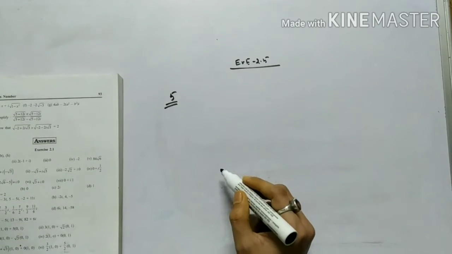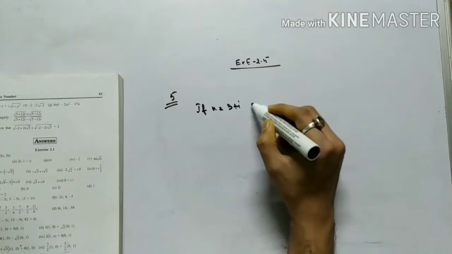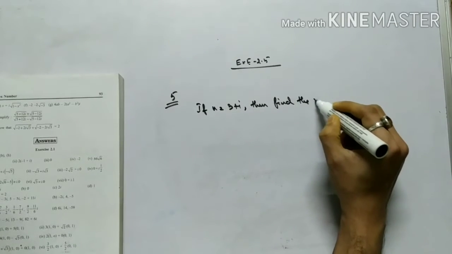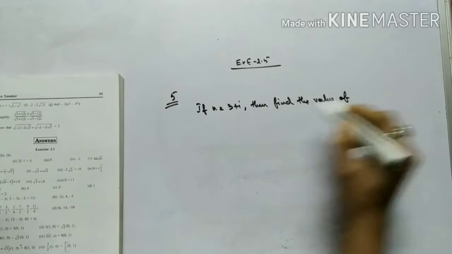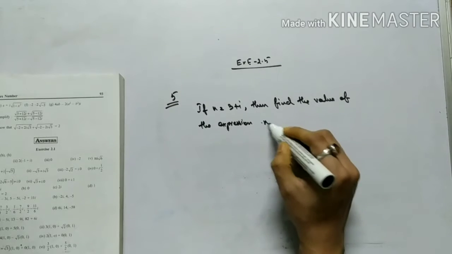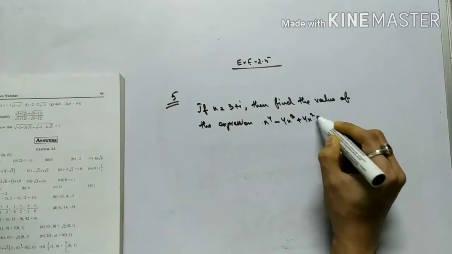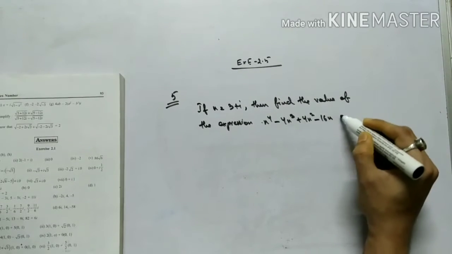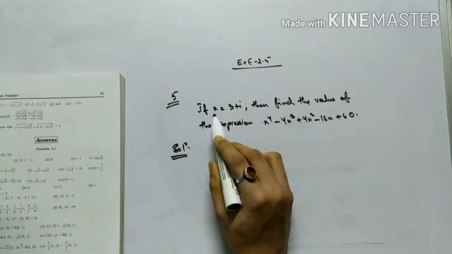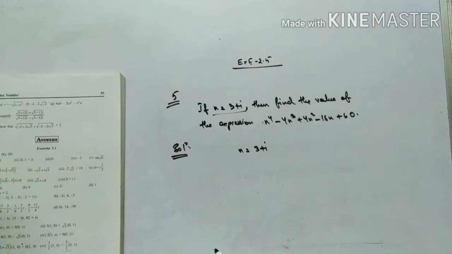Question number 5, you see, if x is equal to 3 plus i, then find the value of the expression x to the 4 minus 4x cube plus 4x square minus 16x plus 60. So this one, how will I do? This is our given. x is equal to 3 plus i. Okay, this is our given.